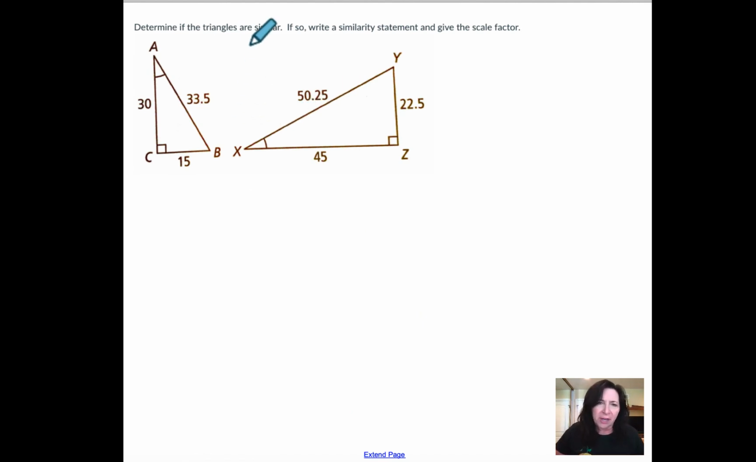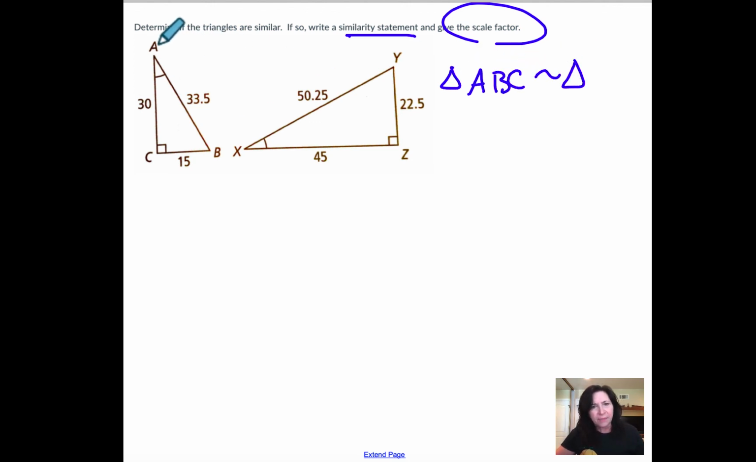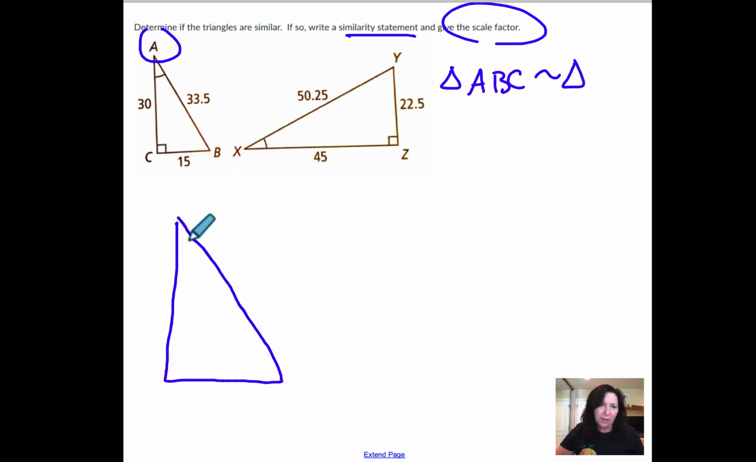So this problem here says, determine if the triangles are similar. If they are, we need to write a similarity statement and also give the scale factor. So I'm just going to start, and I'm going to use ABC. So I'm going to say triangle ABC is similar to triangle. Let's see. Starting with A at the top, I have to rewrite this. So I'm going to redraw my bigger triangle down here. X would be top.